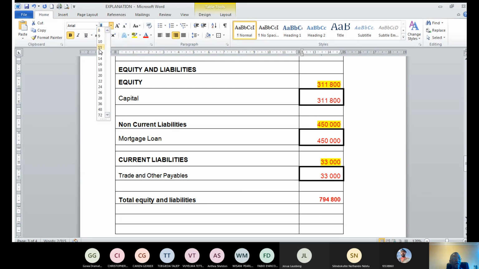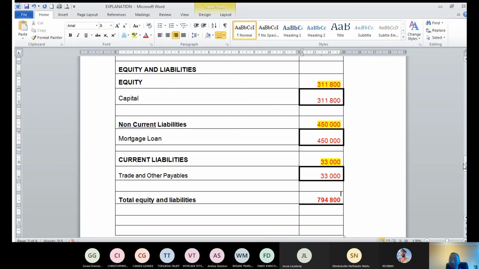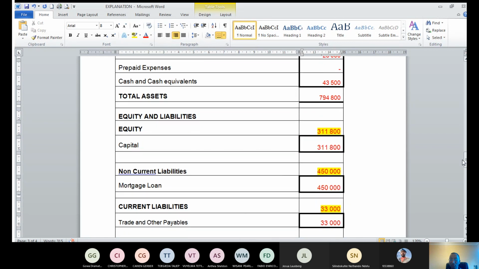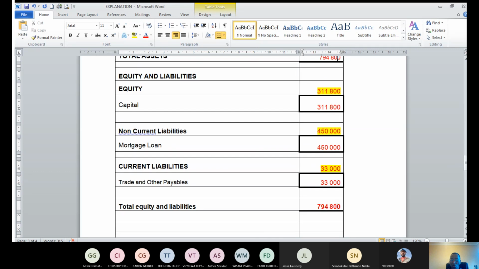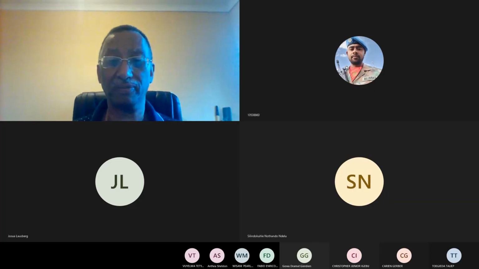And remember that this amount must be equal to the asset section. So if you just scroll up now to the asset section of the statement of financial position, 794,800, and the bottom section must also be equal to 794,800, and that will be our statement of financial position.